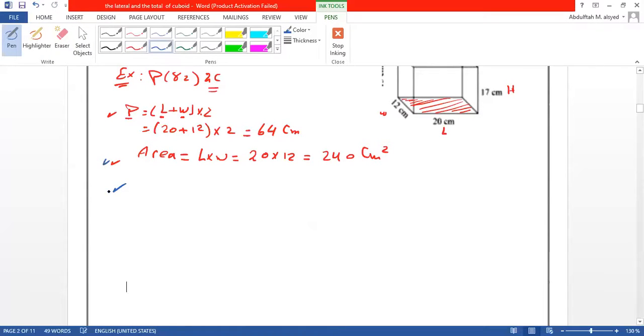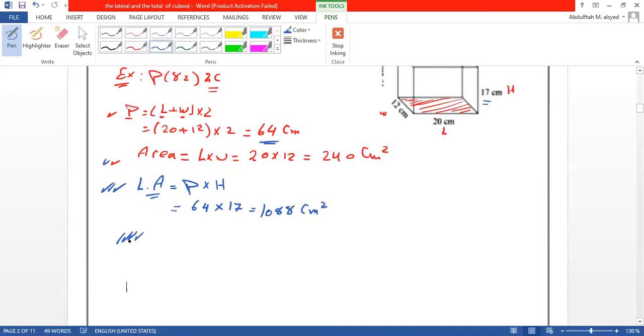This is number 2. Number 3, we have to find the lateral area, which equals perimeter times height. The perimeter we have found is 64, times the height, which is 17 centimeters. So 64 times 17 equals 1088 centimeters squared, because this is area.